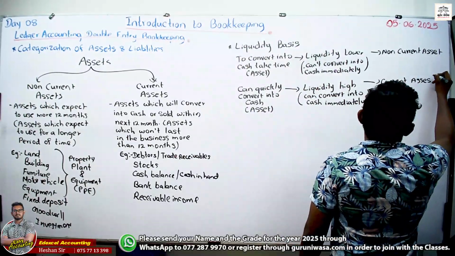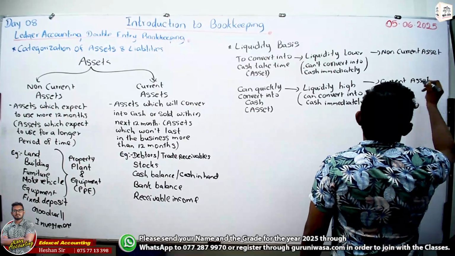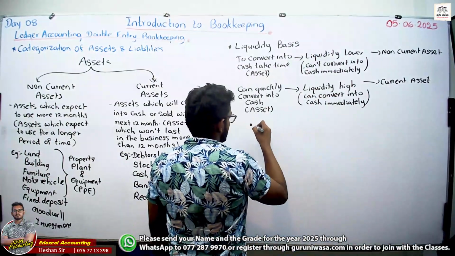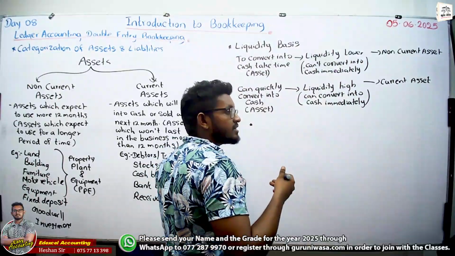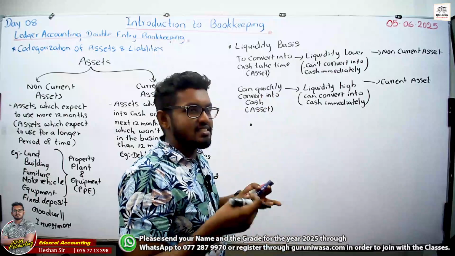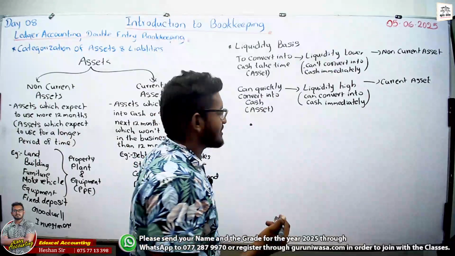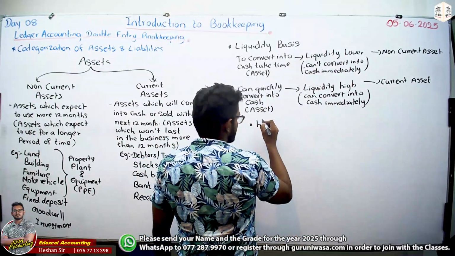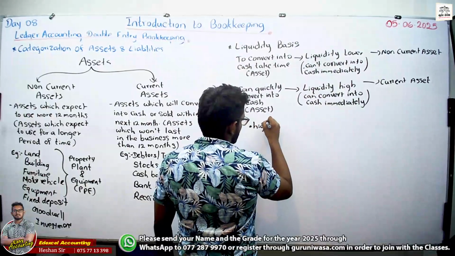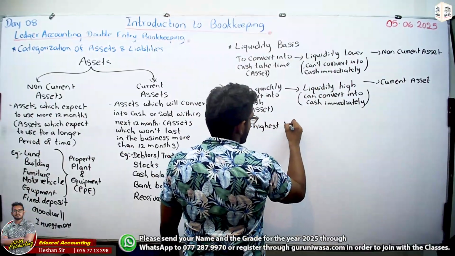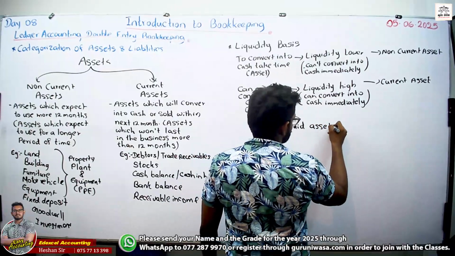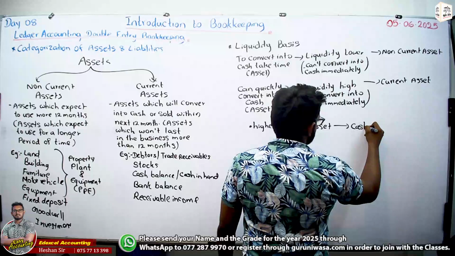The highest liquid asset is cash balance. No need to convert into cash further. Cash balance is the highest liquid asset. Why? Cash is cash. We can't convert into cash again, right? So the highest liquid asset is cash balance.